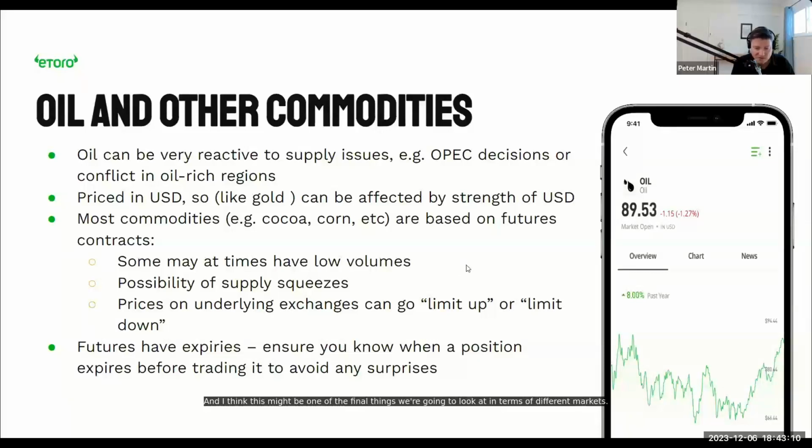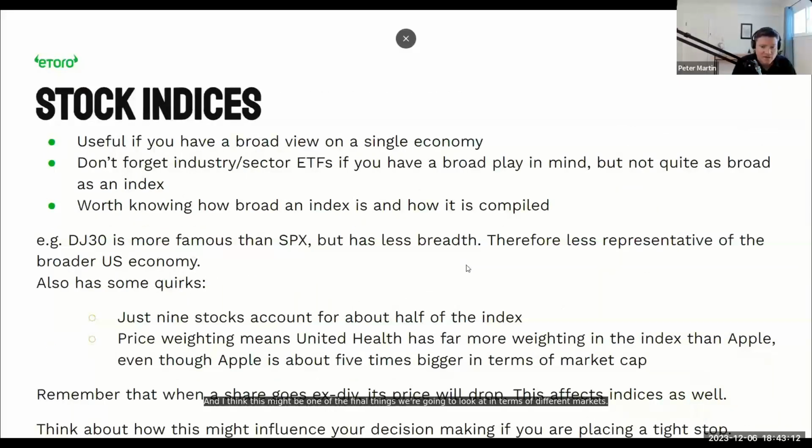And I think this might be one of the final things we're going to look at in terms of different markets: stock indices. A stock index is something that reflects the overall price of a basket of stocks that are within it. So, for example, the FTSE 100 looks at the top 100 companies in the UK by capitalization, and then it applies a certain weighting to give you an overall value that reflects how they're doing.